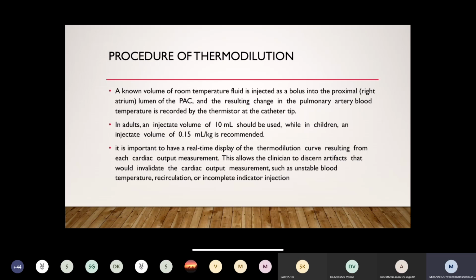It is important to have a real-time display of the thermodilution curve resulting from each cardiac output measurement. This allows the clinician to discern the artifact that would invalidate a cardiac output measurement, such as unstable blood temperature, recirculation, or incomplete indicator injection.